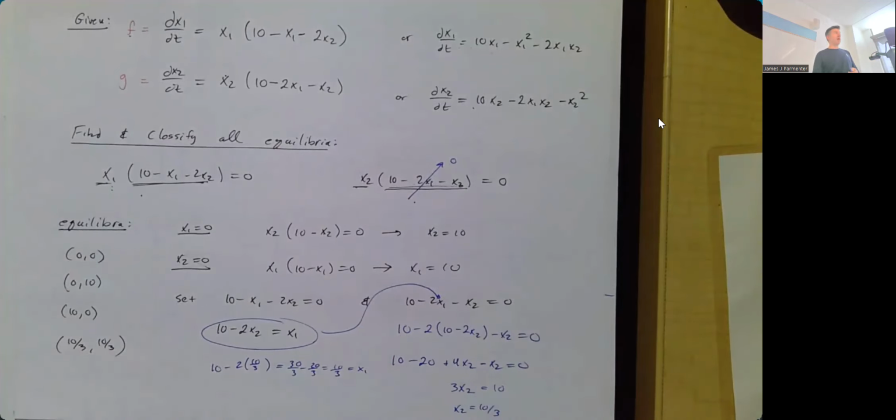It's very, very similar to when we were finding critical points for functions of two variables, and we were setting both the partial with respect to x and the partial with respect to y equal to 0.